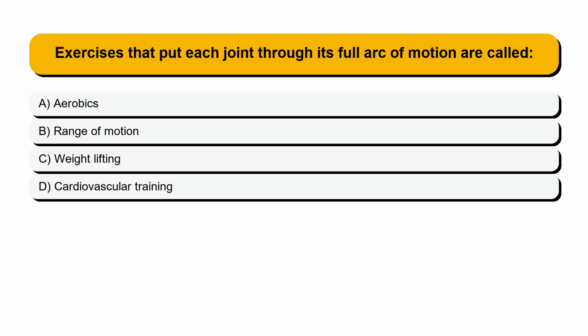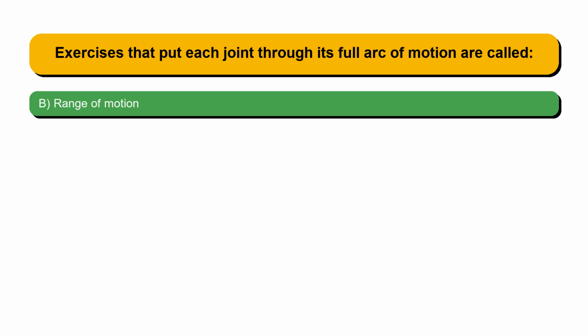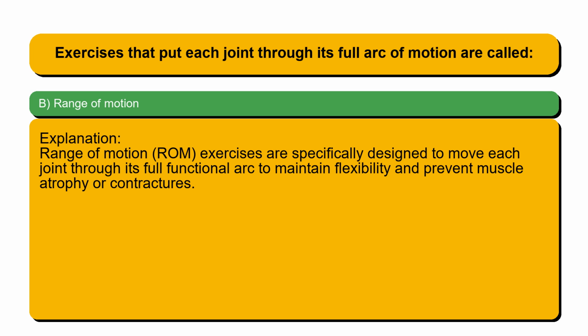Question 29. Exercises that put each joint through its full arc of motion are called option A. Aerobics. Option B. Range of motion. Option C. Weight lifting. Option D. Cardiovascular training. The correct answer is option B. Range of motion. Range of motion, ROM, exercises are specifically designed to move each joint through its full functional arc to maintain flexibility and prevent muscle atrophy or contractures.